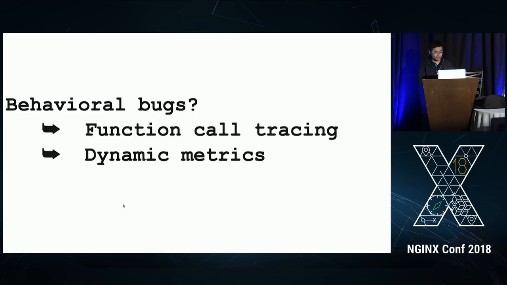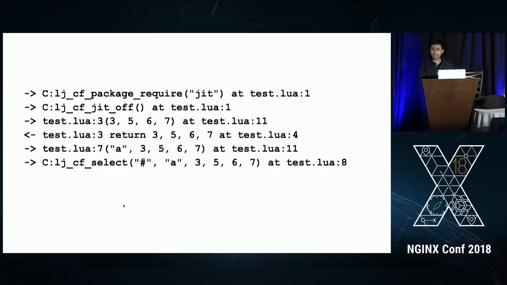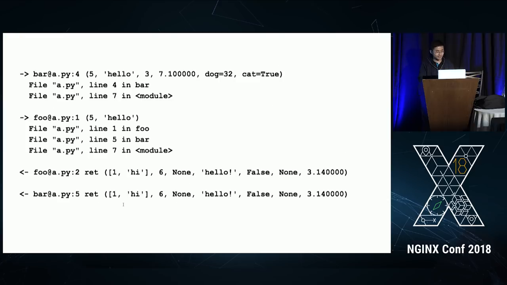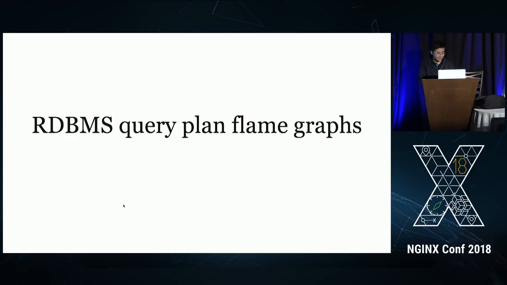And for behavioral bugs, like function call tracing, we can trace, for example, the Lua function call entry and exit with all the actual arguments and return values printed out so that we can know what is stirring under the hood without adding any print statements to the target program, right? And also this is per program, per process. You can have the per-core events recorded very easily in Python, and even with backtraces, Python backtraces, without calling Python.